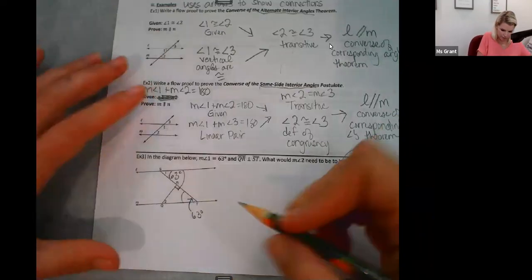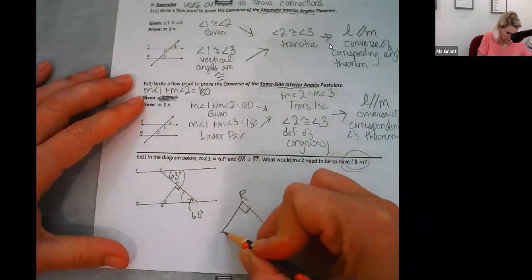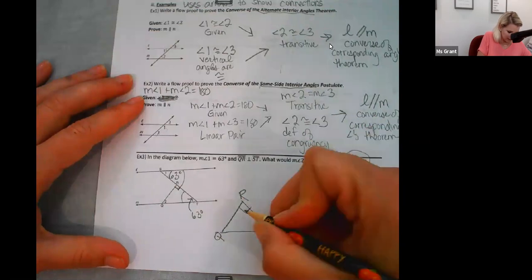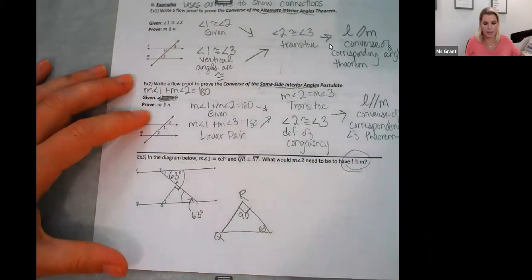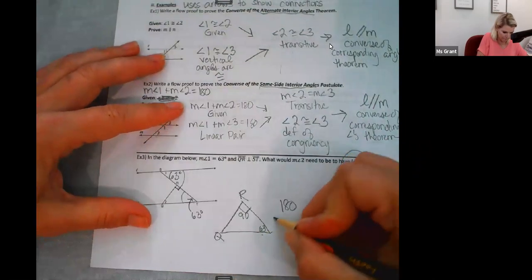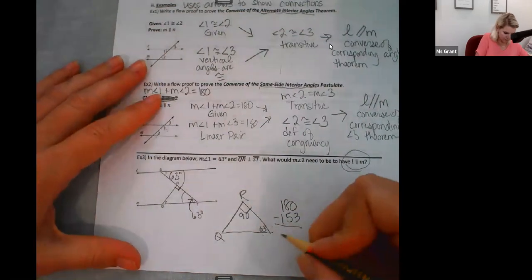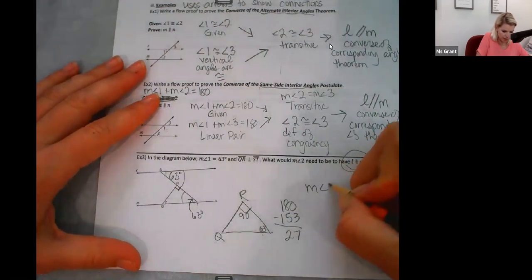So here's my triangle so far. This I know is 90. This I know is 63 because of alternate interior angles. So I'm going to have to do 90 plus 63, 153. I know that all angles in a triangle make 180. So 27. Measure of angle 2 would have to be 27 degrees. Okay.